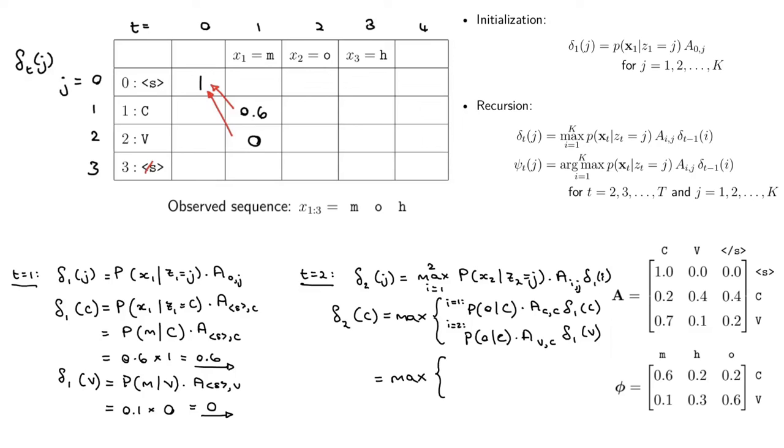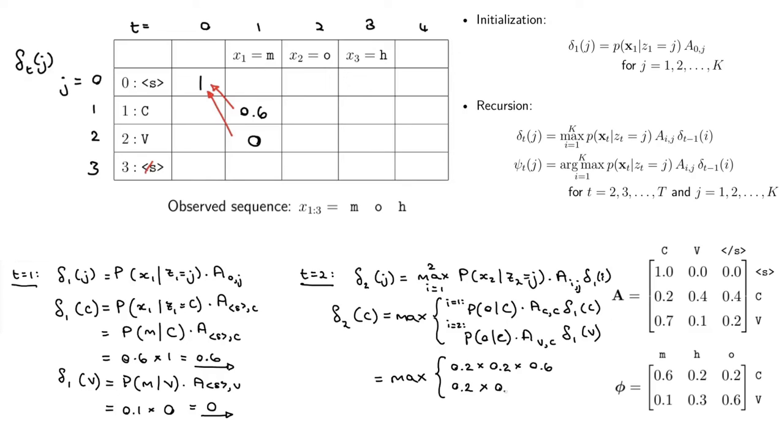What is P of O given C? 0.2 is right. What's the probability of going from a consonant to a consonant? 0.2 as well. Are you sure? Yes, you're right. Times, okay, and then the delta 1C. Now delta 1C is this value here that we calculated before. My second option is 0.2, generating an O given that I'm a consonant, times the probability of going from a vowel to a consonant. What's that?